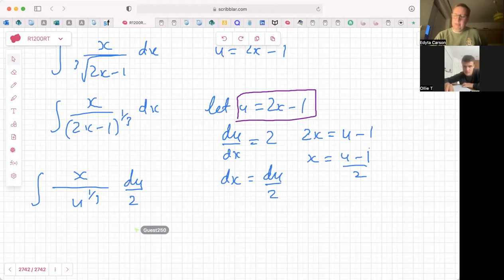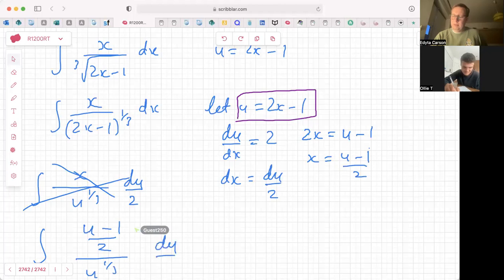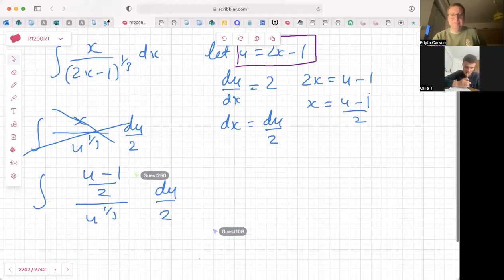Because then this is not really what we want because it's a mixture of stuff. It's like a world of horrible x. So what's all that going to equal? Well, all that means is u minus 1 divided by 2, divided by u to the power 1/3.